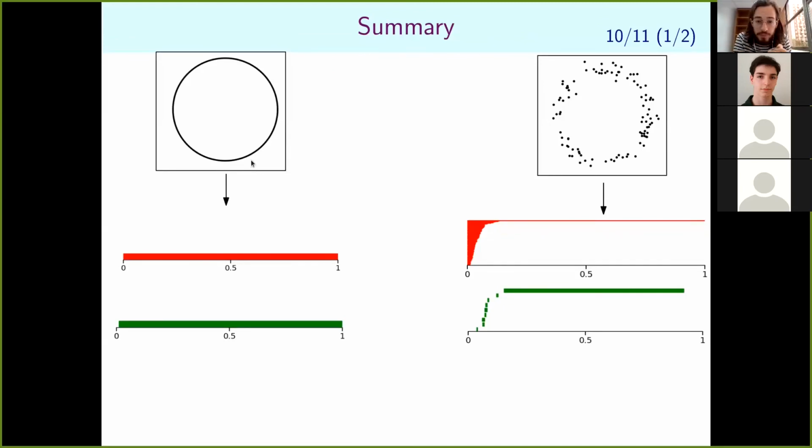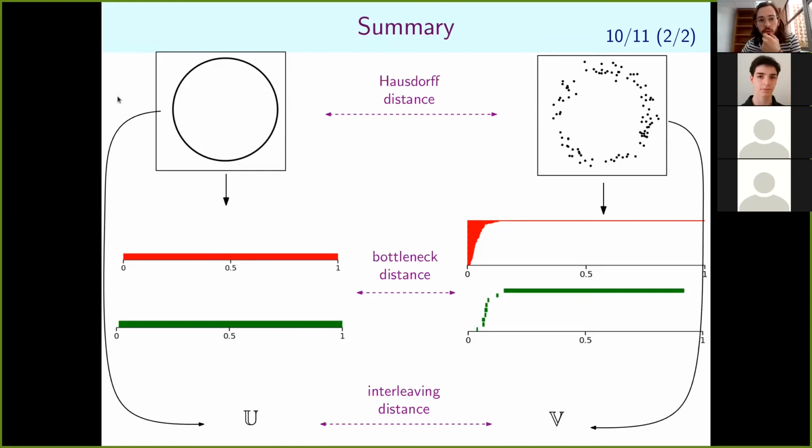bottleneck distance. And how did we prove that? We adopted an algebraic point of view, okay? We first computed the interleaving distance between the persistence modules. And by the isometry theorem, we deduced something about the bottleneck distance. Okay.